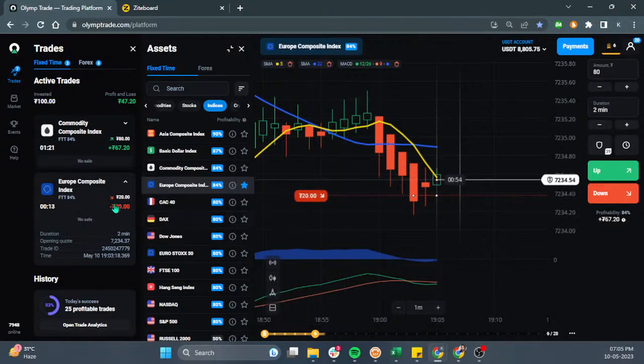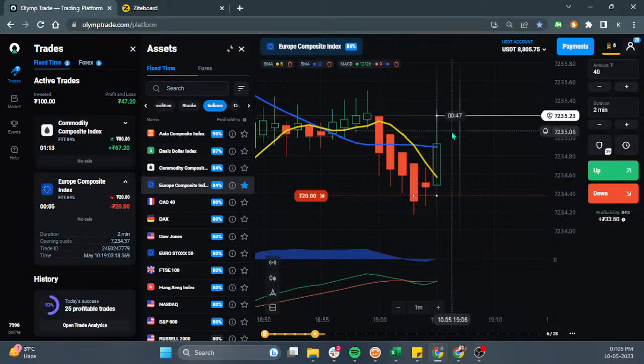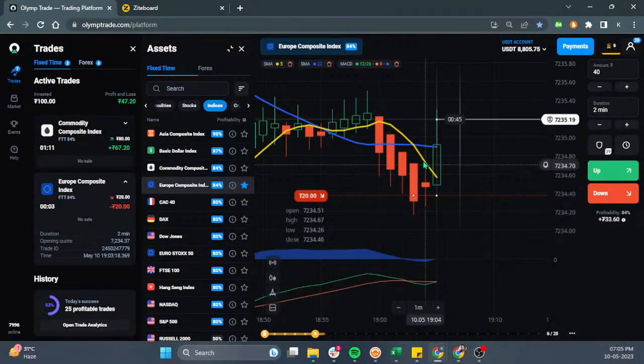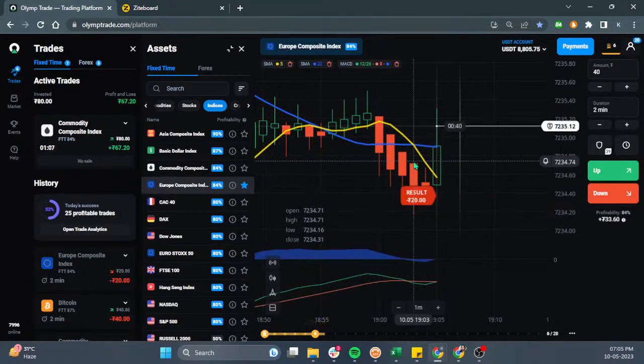At the moment, looks like this trade of mine will also not go profitable. I have to go back to 40, I guess. Again, you can see we followed all the rules. Even then, our trade didn't go profitable. That's why it's really important.